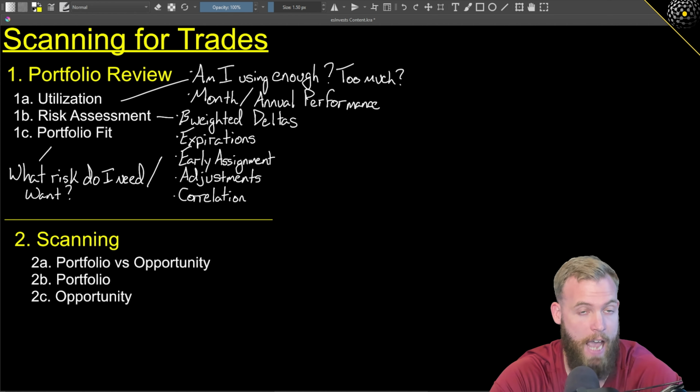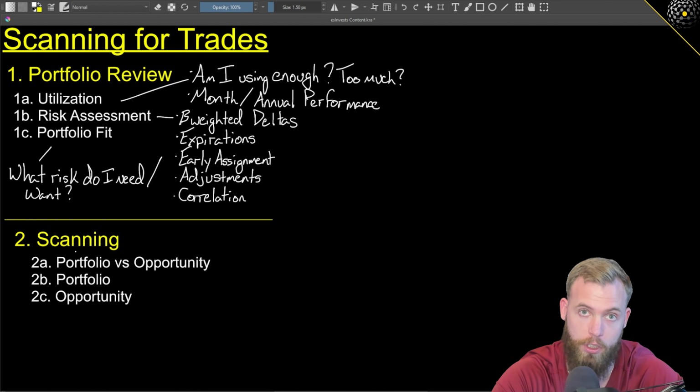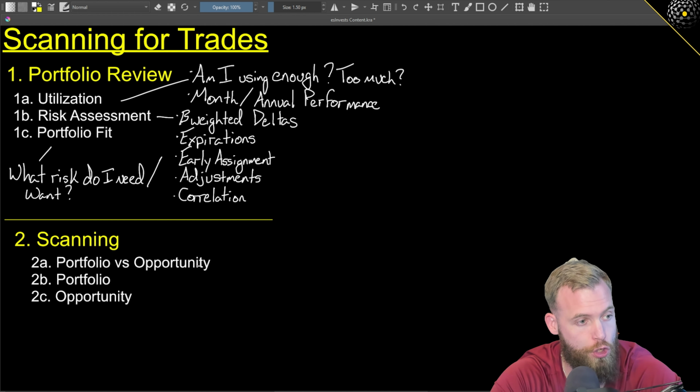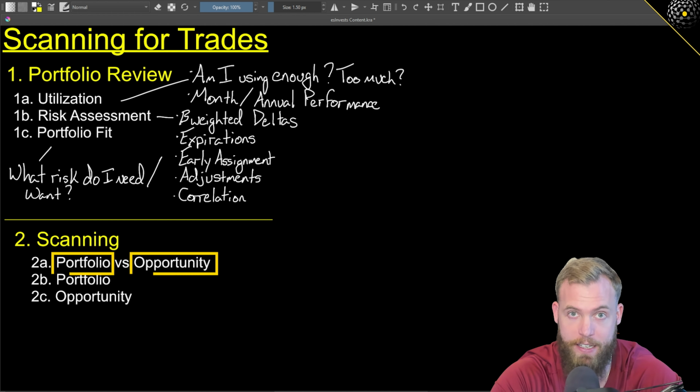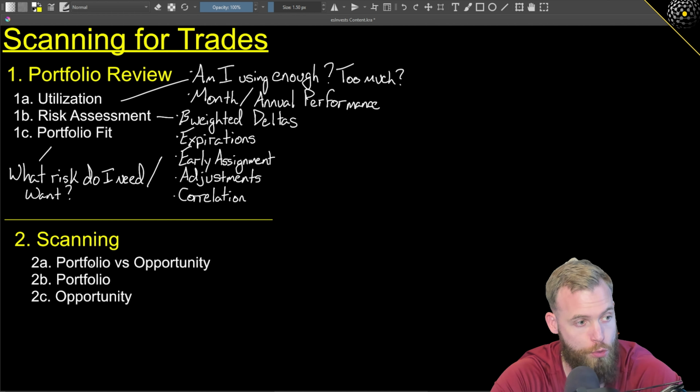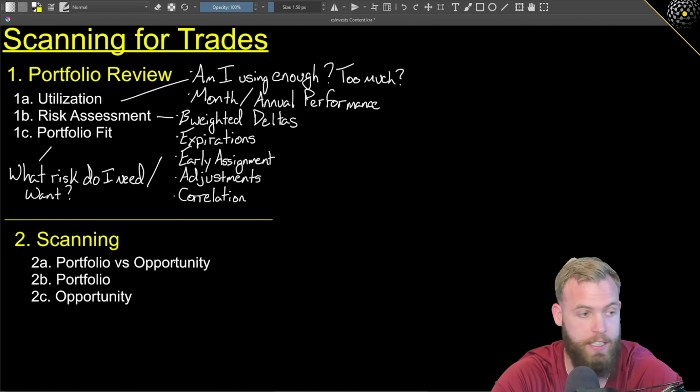Now, next thing, the actual scanning. Now that we've gone through our portfolio, we have an idea of what we're looking for. Now we get to start looking. Now, notice how I have these two different buckets right out of the gate. Portfolio driven versus opportunity driven scanning. These are two very, very different things.